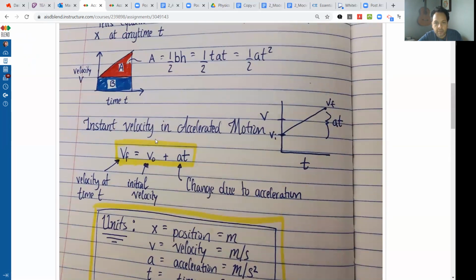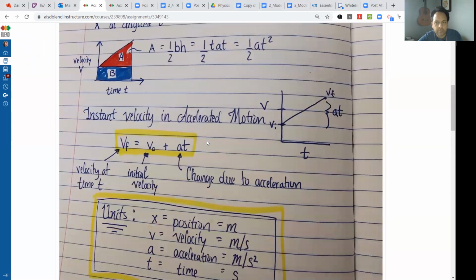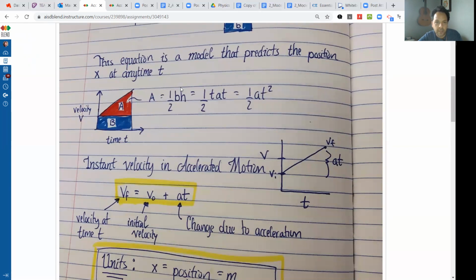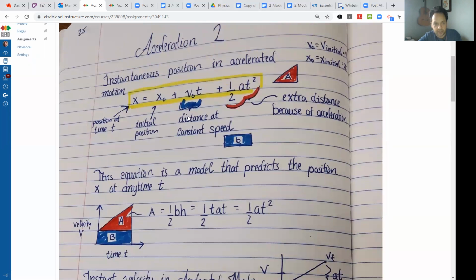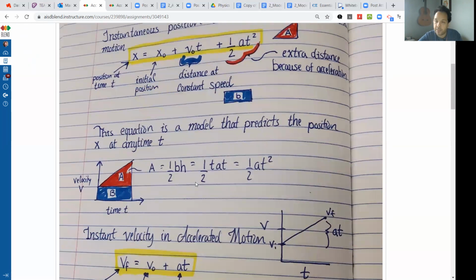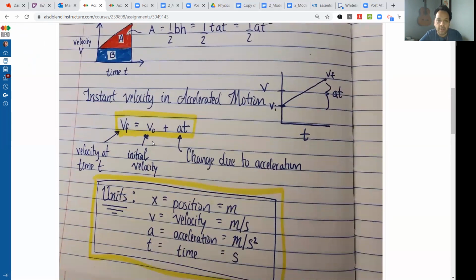So this equation will solve for your final velocity, whereas this equation up here solves for a distance, which is not on this graph, but you can get a distance, right? This formula solves for velocity on the graph. So we can get the final velocity at any time t if we know a, right?